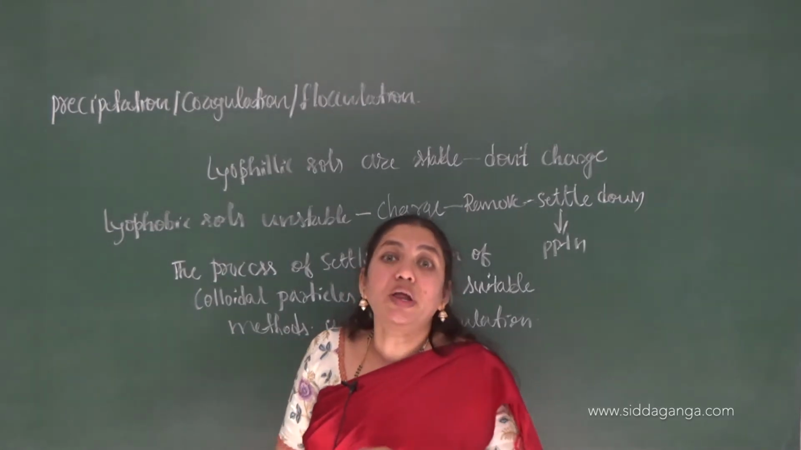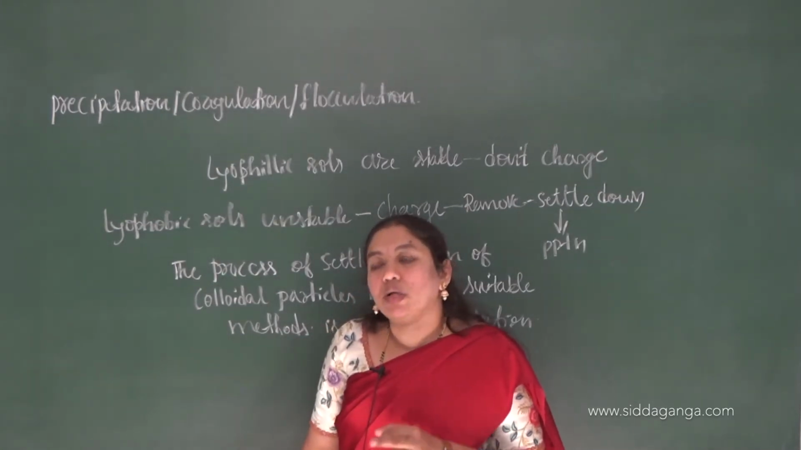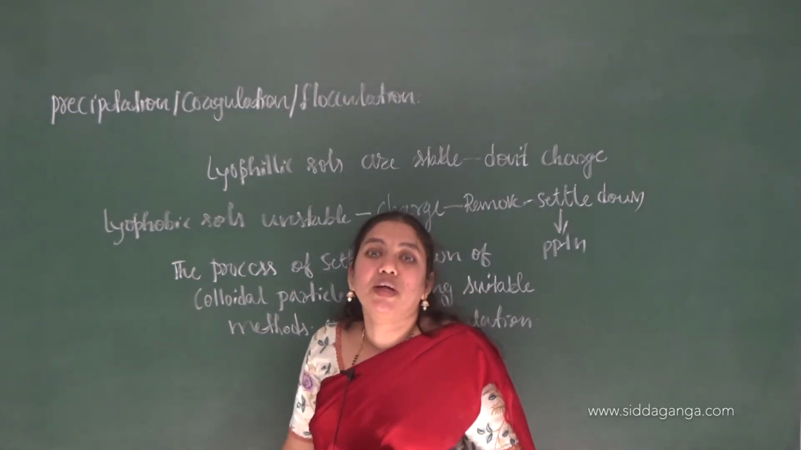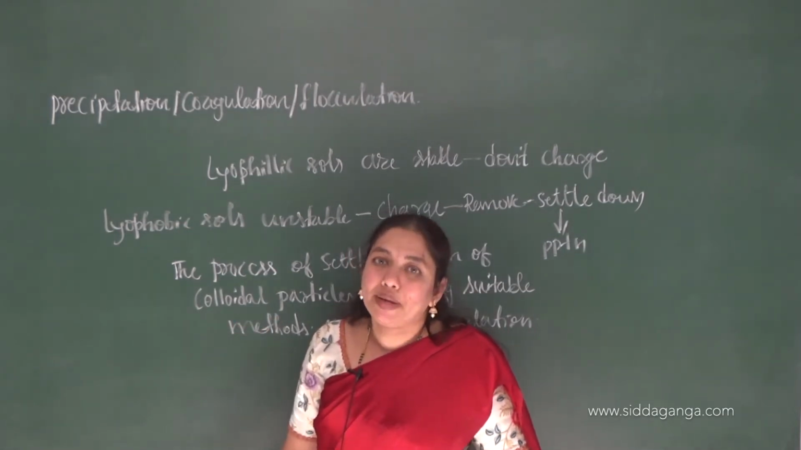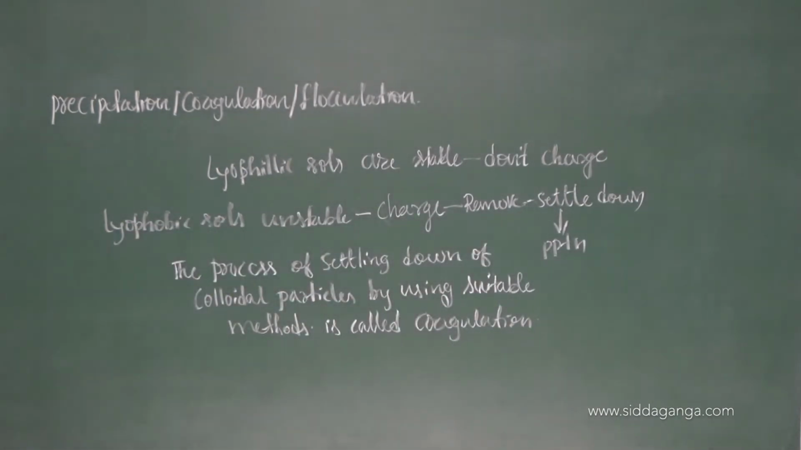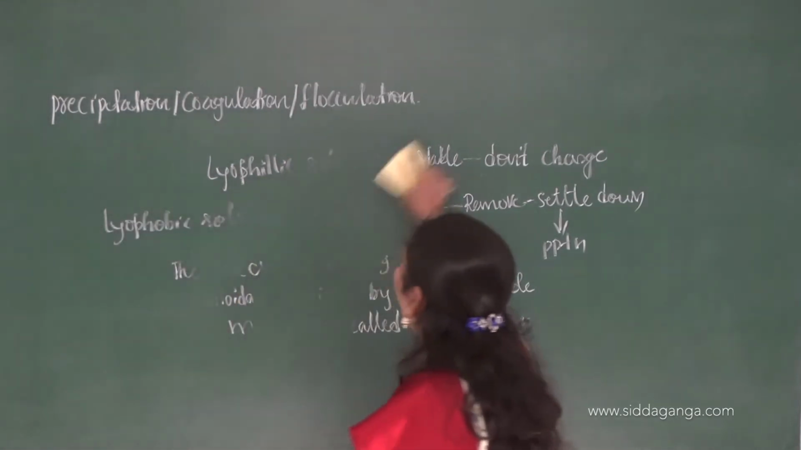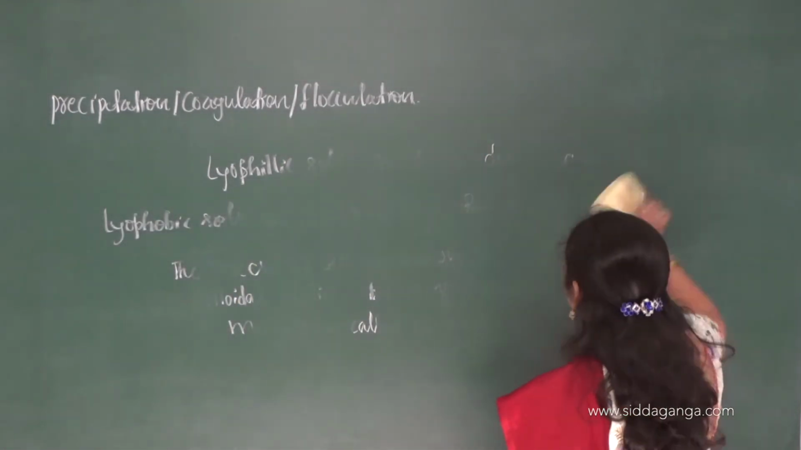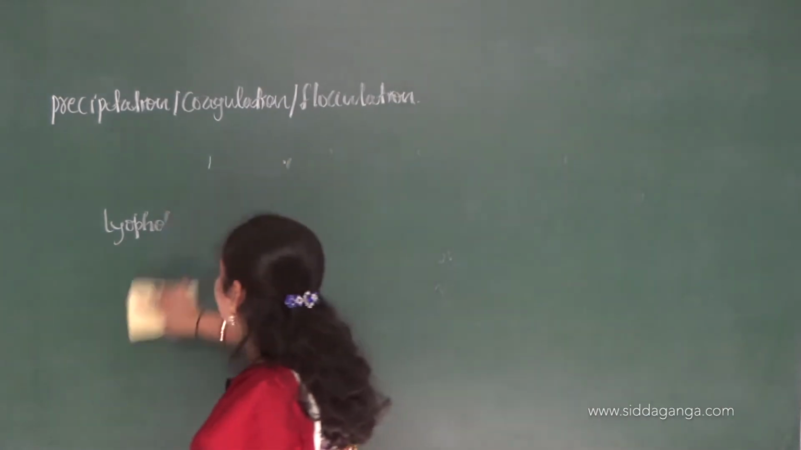That will happen only when we remove the charge. So that we can do by addition of some of the reagents or by using suitable methods. So let us discuss what are those different methods that we can employ for the coagulation, or you can say the precipitation of the colloids, right?